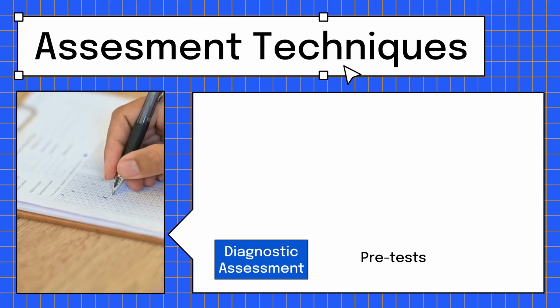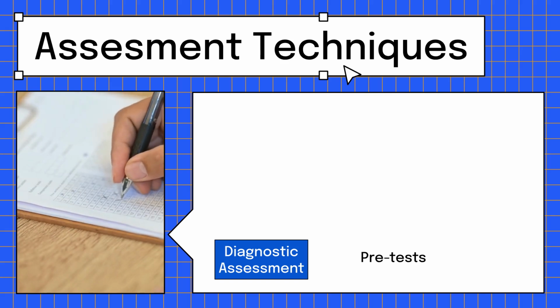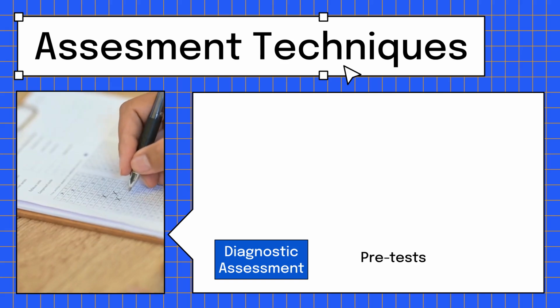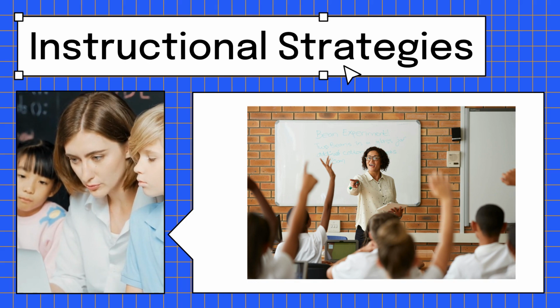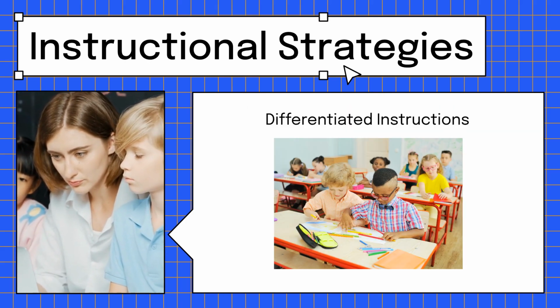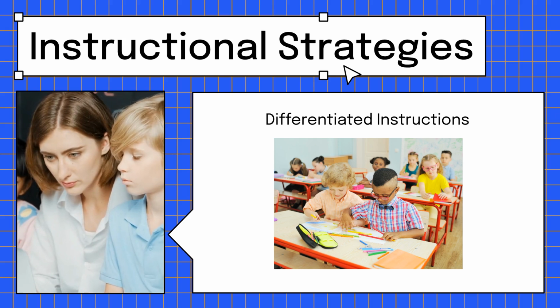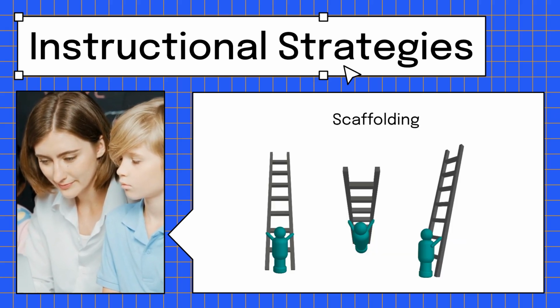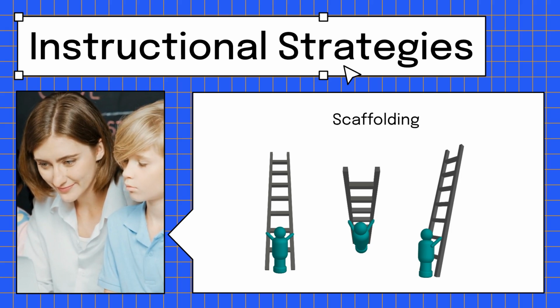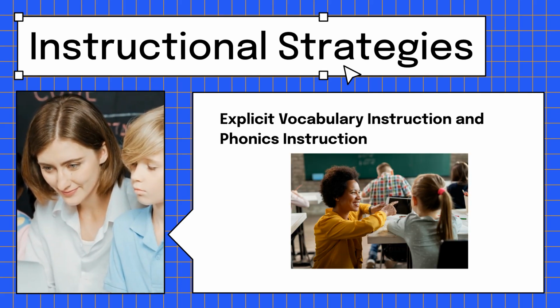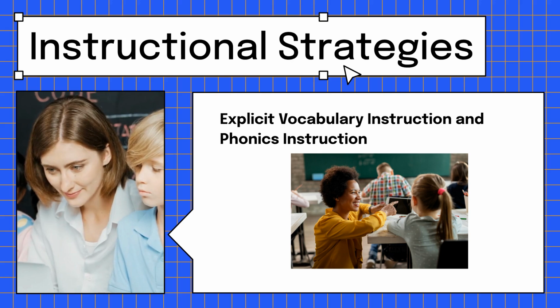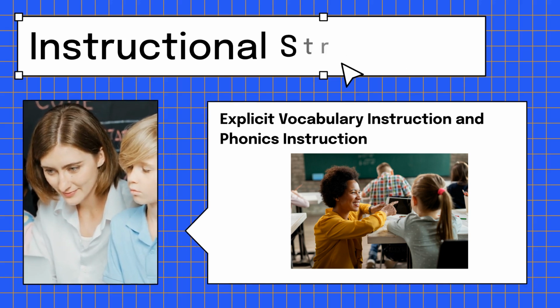Formative assessments are ongoing checks, like exit tickets. Summative assessments are end-of-unit evaluations, like a final exam. Diagnostic assessments are pre-tests to see what students already know. To teach this effectively, we use instructional strategies. Differentiated instruction means adapting our teaching to meet diverse student needs. Scaffolding is providing temporary support, like training wheels, until a student can do it alone. Explicit vocabulary instruction and phonics instruction are direct, clear, and proven methods for teaching reading.